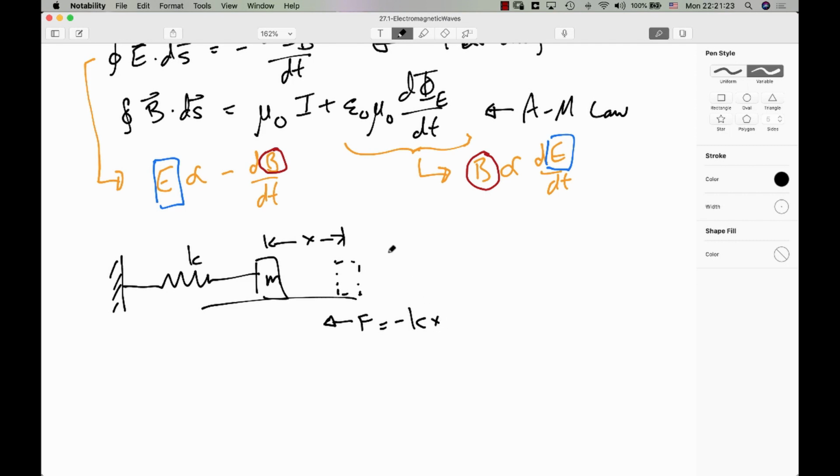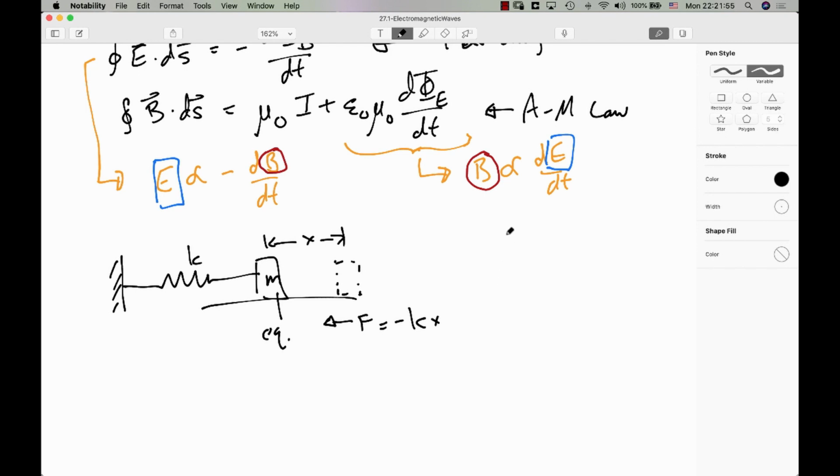Why the minus sign? Well, this is my equilibrium position here. If I'm to the right of equilibrium, x is positive, but the force is to the left, so I need it to be negative. And if I'm to the left of equilibrium, x would be negative, but that's okay. I need the force to be pointing to the right then, and negative times negative is positive. So either way, the force would always be trying to restore it back to the equilibrium position.